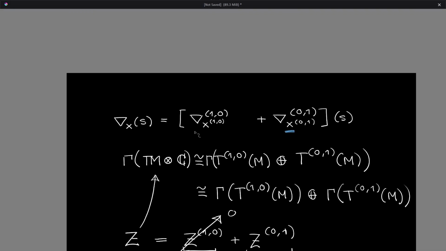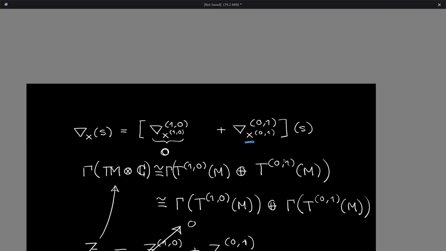Which means that for x, this operator will zero out. This will be the zero operator because x doesn't have a holomorphic part. So when we're trying to take the derivative of s along x, there are no holomorphic directions to take the derivatives of, which brings us to the interpretation of the two parts of this operator.